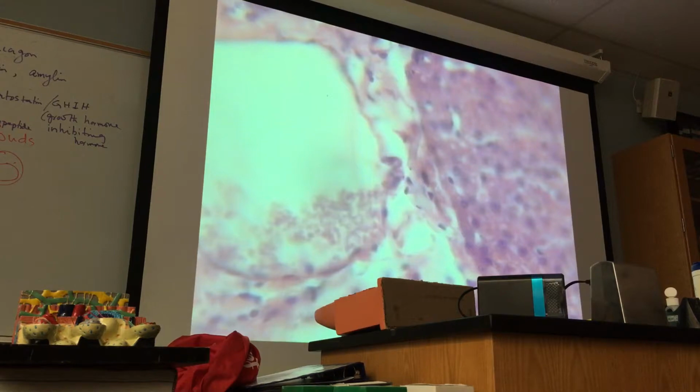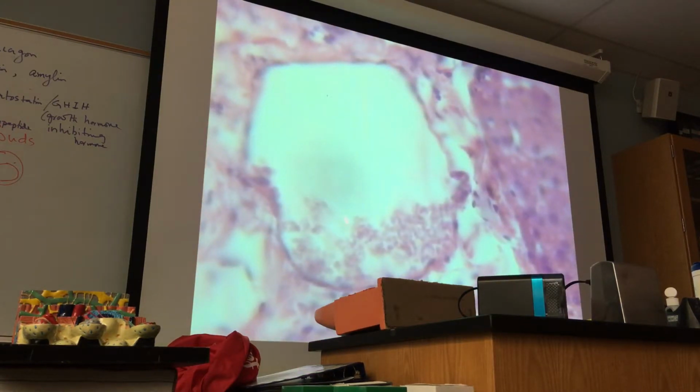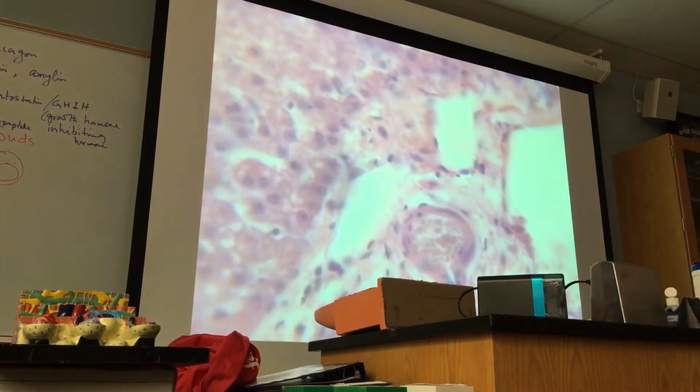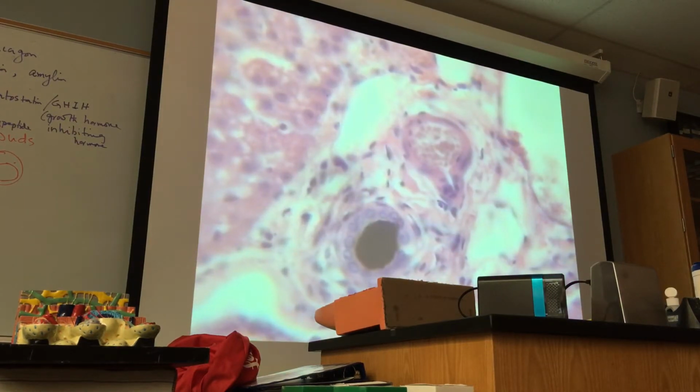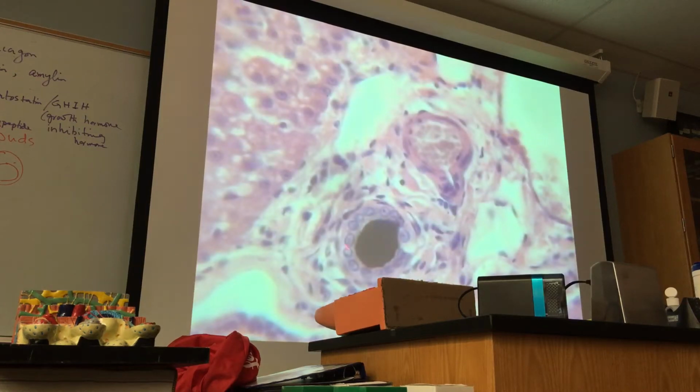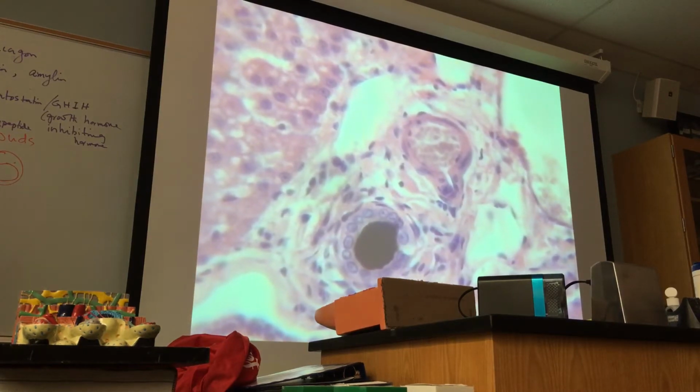Very good. One by one. This is hepatic portal vein. This is hepatic artery. You can see the thick wall, whereas the vein is very thin. And now the bile duct, simple cuboidal epithelium here. So these threesome structures are called triad, portal triad or triad.